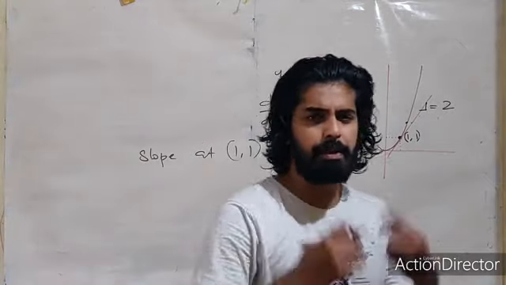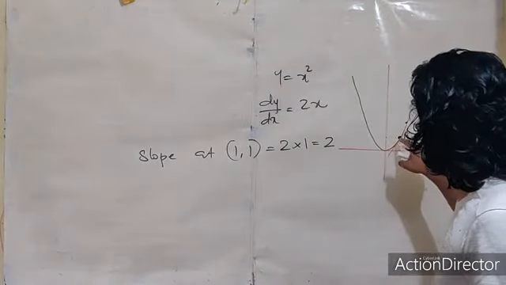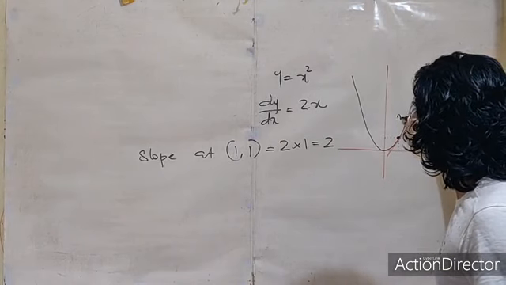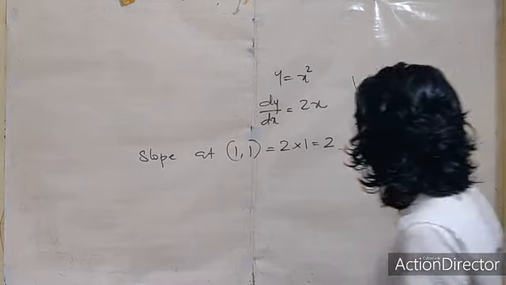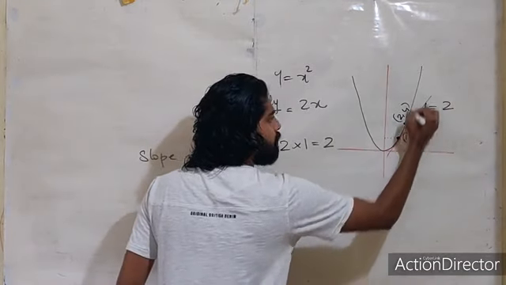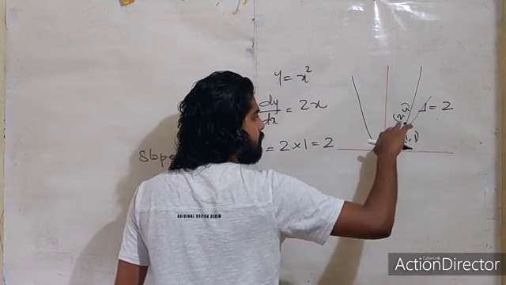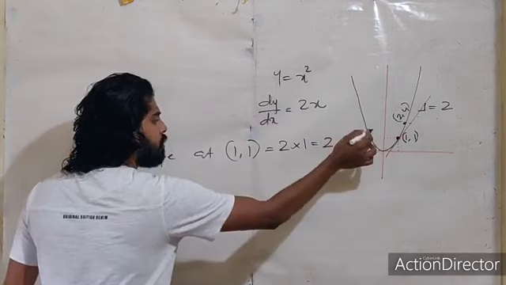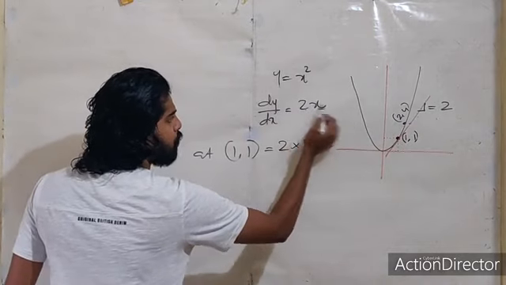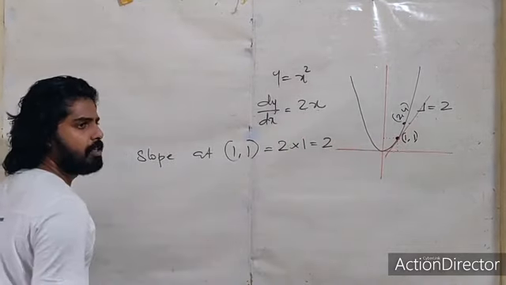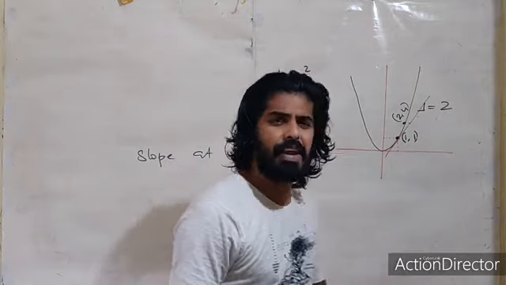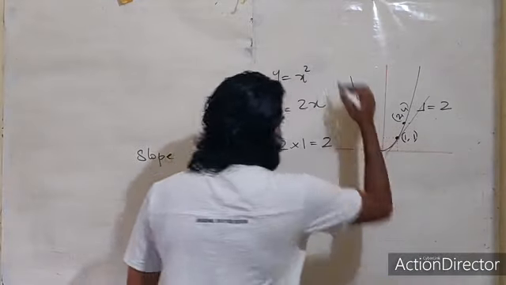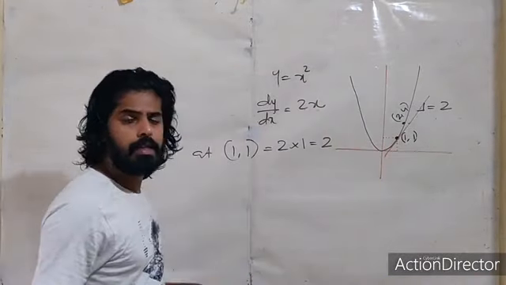The point varies. Suppose we have another point, (2, 4). In order to find the slope of the tangent at this point, the tangent is different at this point. We need to substitute x equal to 2, so you will get 4 as the slope of the tangent. So the slope of the tangent varies from point to point. That's why this is a curve. If the slope is the same throughout, then this will be a line.